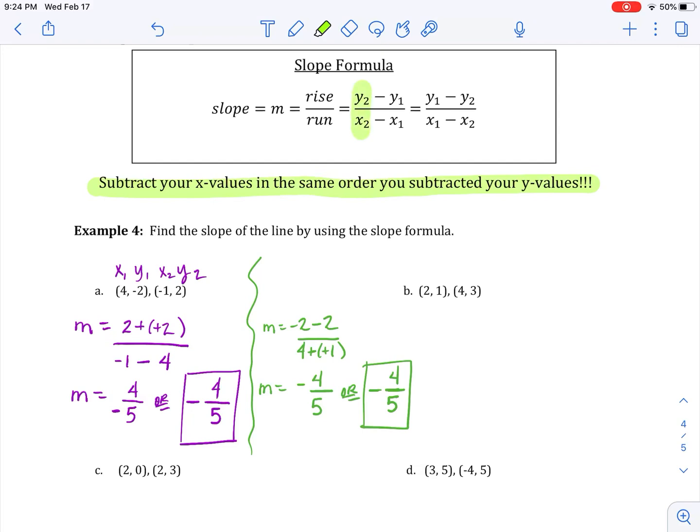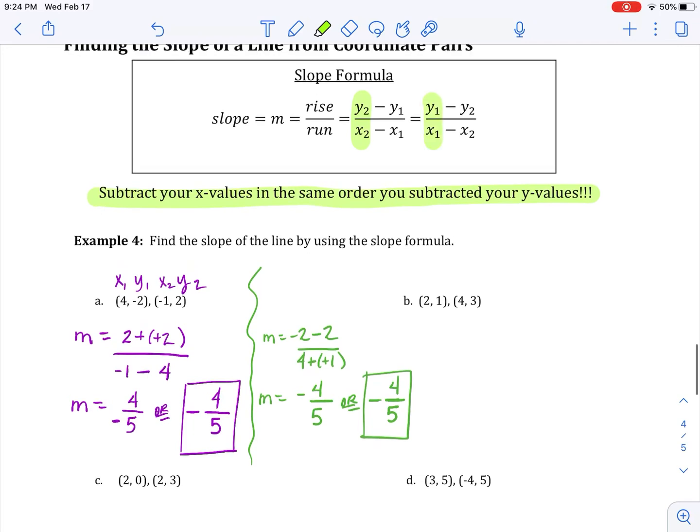So like in the first one, I started with the y2 on the top, so I had to start with x2 on the bottom. And then if I'm going to switch the way I do it, I started with y1 on the top, so I had to start with x1 on the bottom. So that's what I mean by that highlighted statement there.